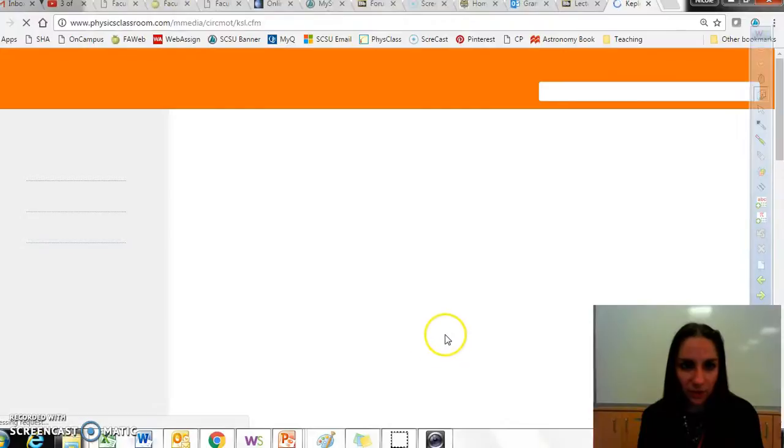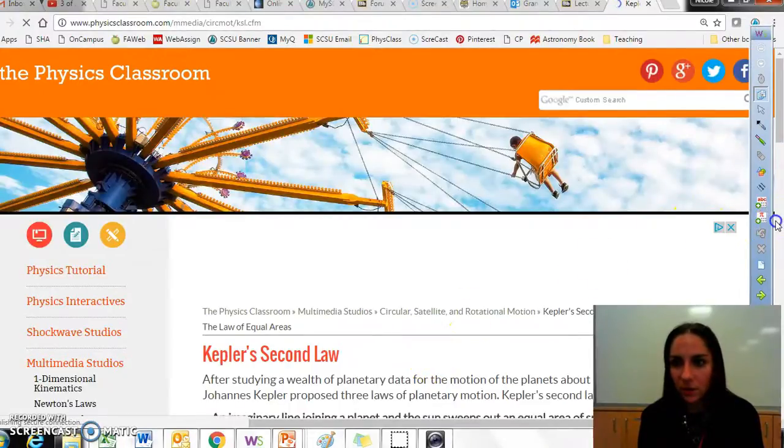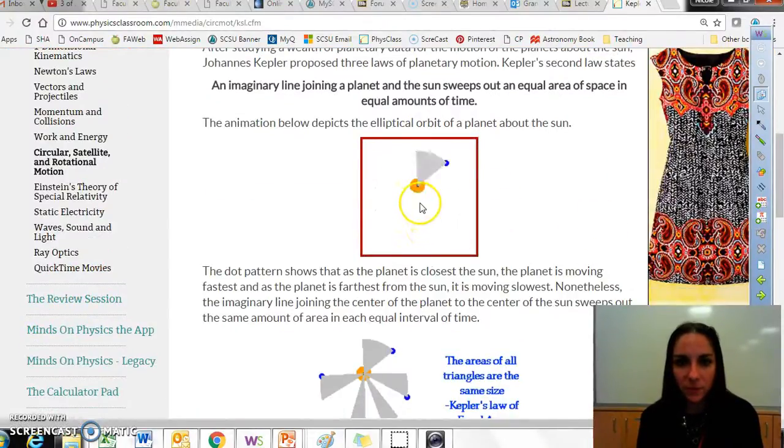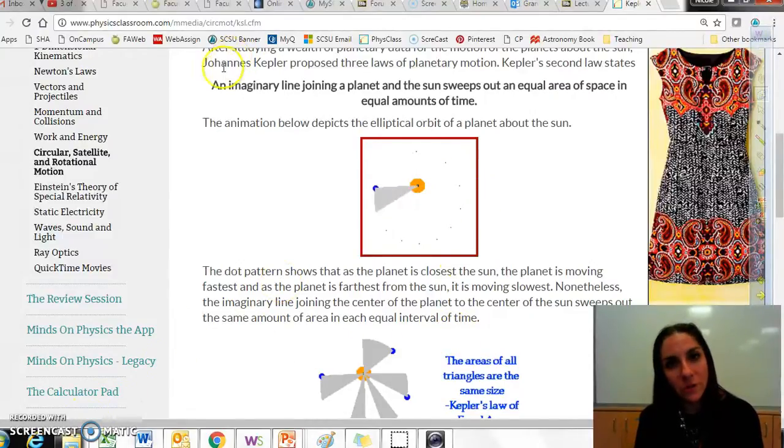Let's see if I can show you this before the video is over. Each tick is a second, and each area in the gray is the same. So that's what Kepler's laws say, and notice that when it gets closer, it goes faster. So Kepler's second law says that equal areas happen in equal times. In the next video, I'll finish off by talking about satellite motion and Kepler's third law of motion.